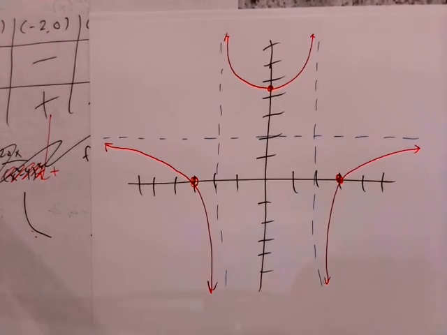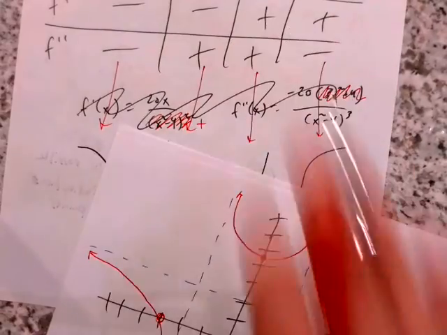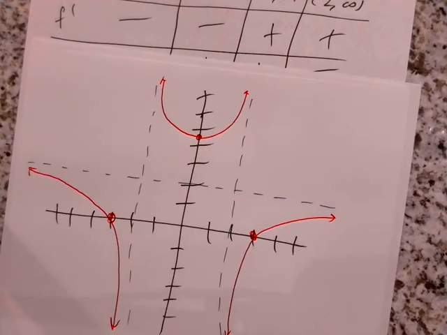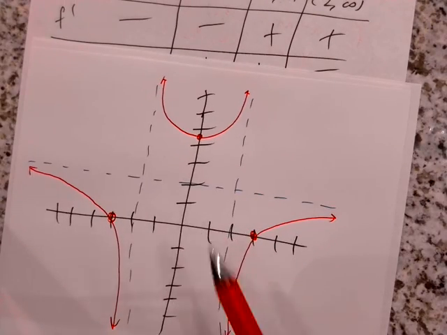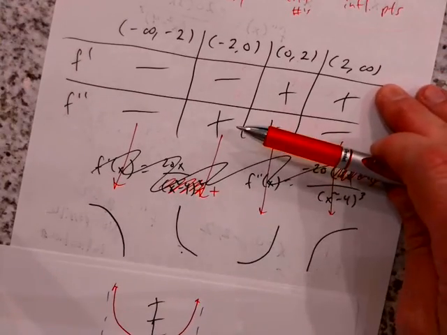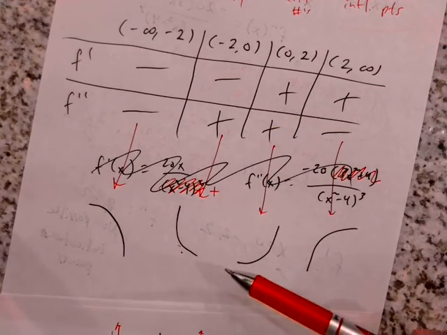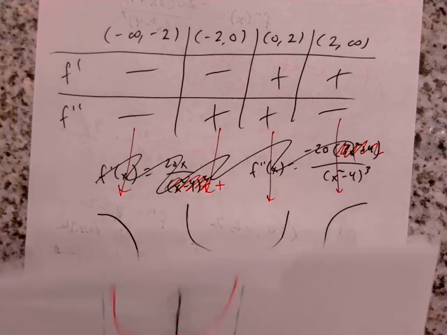So when you do this last step, when you make your graph, you put the intercepts and the asymptotes, and then you use your table and the shapes that the table gives you, and you match them all up in your graph.